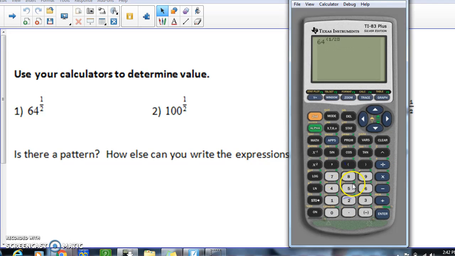Now, technically, for 1/2, you could use 0.5 if you wanted to, but if it was a different fraction that didn't have a terminating decimal, you could not do it. So 64 to the 1/2 gives me 8. So pause the video, take a few seconds, and type in those other three.